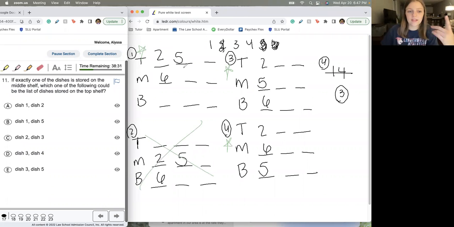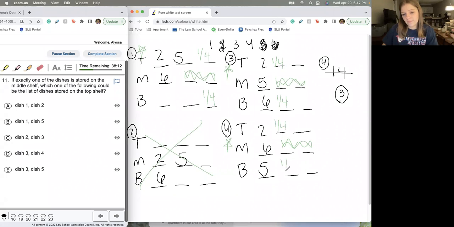So if we have exactly one of the dishes on the middle shelf, that means no one can go here, here, and here. And if I think about my rule of 1 hates 4, that means that it's going to flip between here, the top, and the bottom in both those worlds. And in 4, 3 is just going to be a floater between the top and the bottom. But in 1, we know that 3 is going to have to go on that bottom shelf. There's no other space for it to go anywhere else.